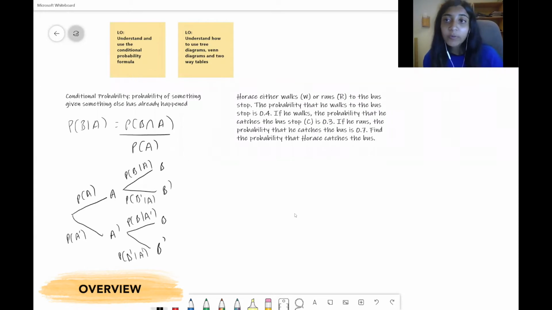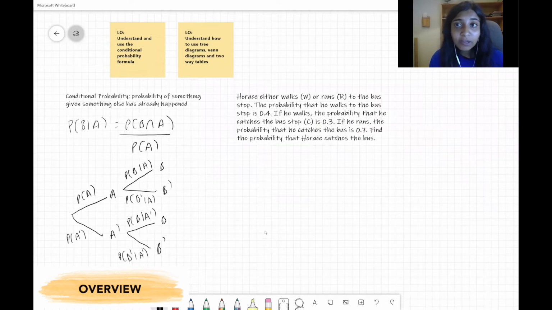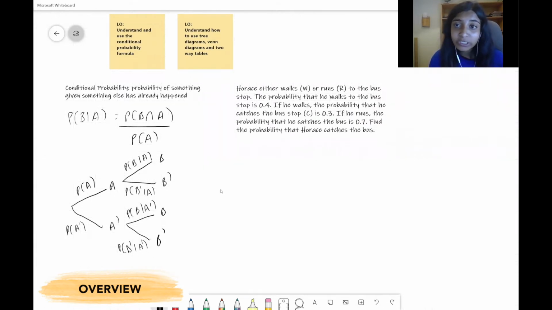So conditional probability is just the probability of something given something else has already happened. This is the formula you have here. If you were to work out the probability of event B given A, so the probability of B happening given that A has already happened, that's just the probability of B and A, the intersection of B and A, over just the probability of A.